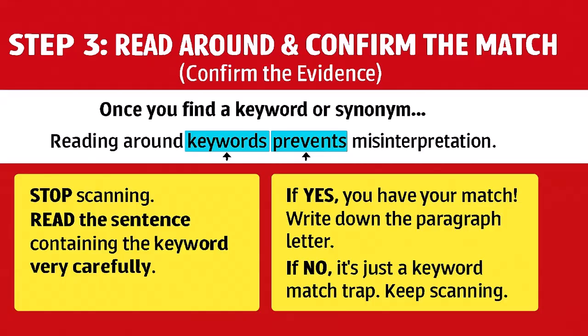But what if the answer is no? Sometimes the text will use your keyword, but it will be talking about something different. This is a trap. If the meaning doesn't match perfectly, you must ignore it and continue scanning the rest of the passage. Don't force a match that isn't there.